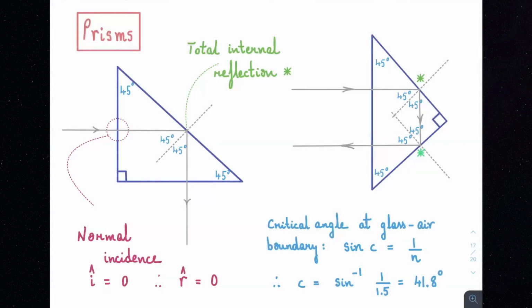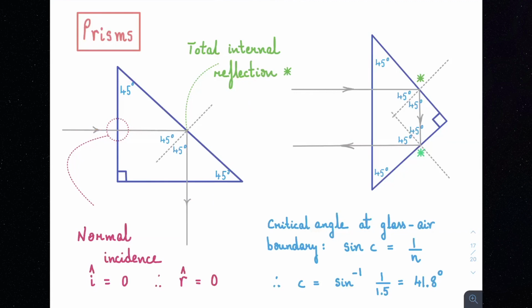Total internal reflection may also be demonstrated with glass prisms. Here, I'm showing a right-angled prism oriented in two different ways. The first one on the left will cause the light ray to be deviated by 90 degrees. Note that the light ray enters the prism at normal incidence, meaning along the normal.